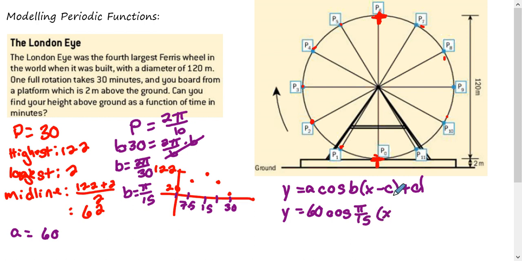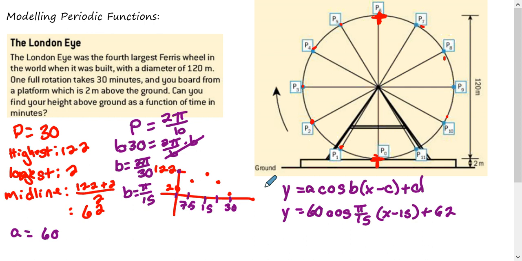X minus c. Okay, so this part here, cosine, is where my max is on my y-axis, but my max isn't on my y-axis. Where's my max at? It's at 15. Since my max is at 15, I have to shift this. This is shifted to the right 15, so therefore it's minus 15. Because again, the max value for cosine is your y-intercept. How far away from the y-intercept is it? 15 units to the right, which is why it's x minus 15. And then d is my vertical shift. That is always your midline. And that's your equation, just based on the information.